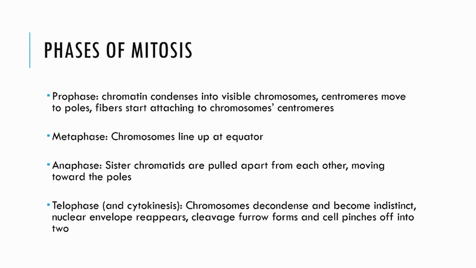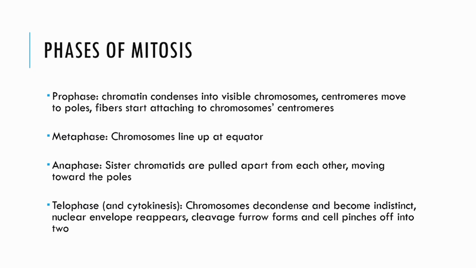So you'll want to get familiar with the basic description of each phase of mitosis: prophase, metaphase, anaphase, and telophase. PMAT might be a little acronym that helps you remember that. Prophase, again, the chromatin condenses, we have visible chromosomes now. The centrosomes move to the poles. The fibers are going to attach to those centromeres.